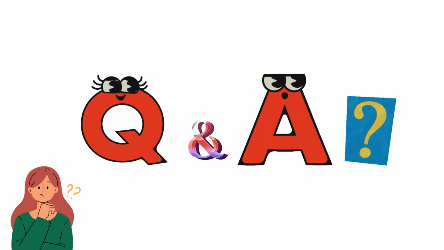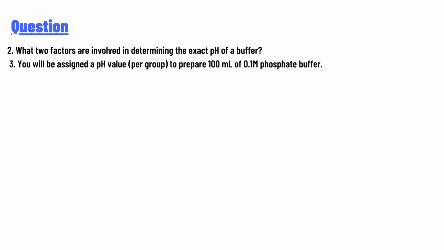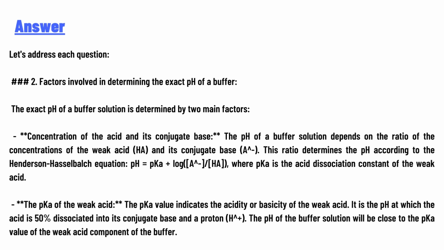So our today's question is: what two factors are involved in determining the exact pH of a buffer? Third, you will be assigned a pH value to prepare 100 ml of 0.1 M phosphate buffer. And the answer of the question is, let's address each question. Second factor involved in determining the exact pH of a buffer.